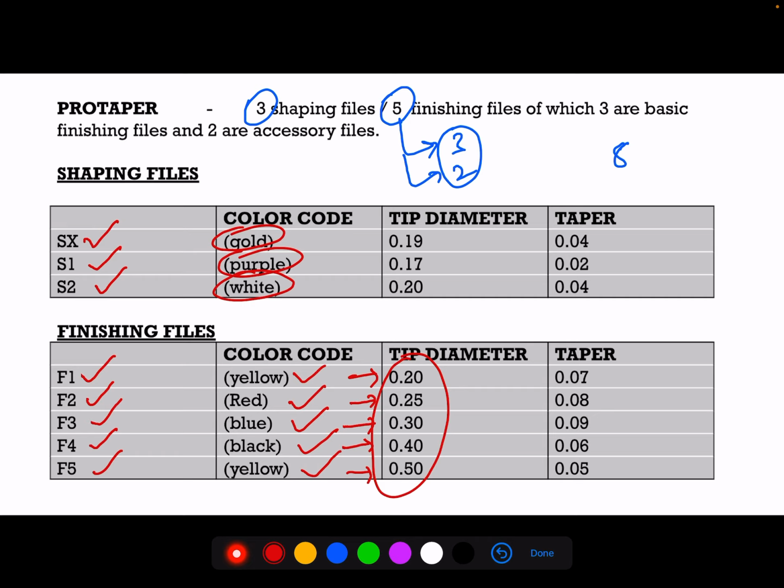Whereas the tip diameter of SX is 0.19. SX is also called an orifice opener or orifice enlarger. S1 is 0.17 and S2 is 0.20.